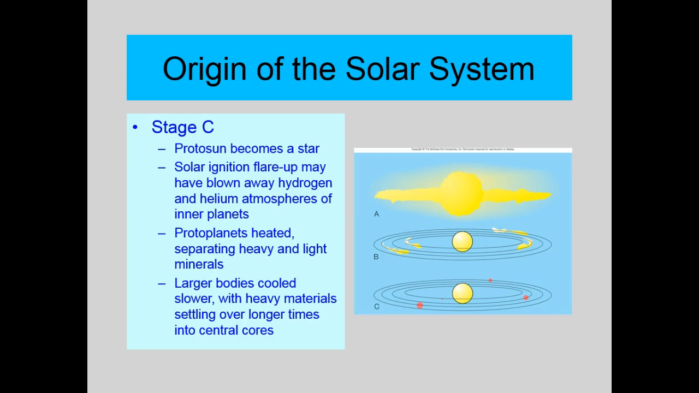Okay? The protoplanets heated up, separating the heavy and the light minerals. The heavy minerals concentrating in the cores, the lighter minerals near the surface. The larger bodies cooled slower, with the heavy material settling out over longer times in the central cores, and the other parts may have cooled faster because they weren't as deep inside. So we went through sort of a strange formation stage there, going from gaseous clouds clumped together to actually solidifying and being planets. Okay.